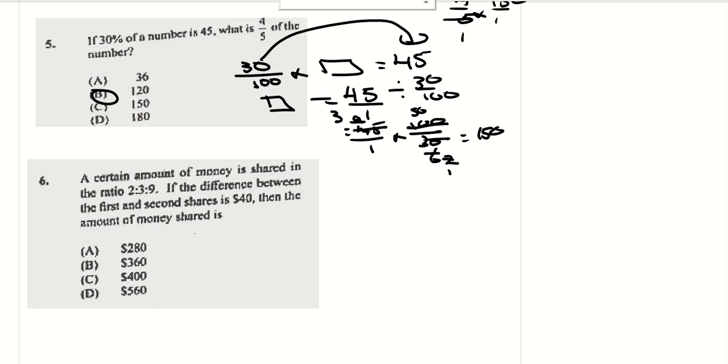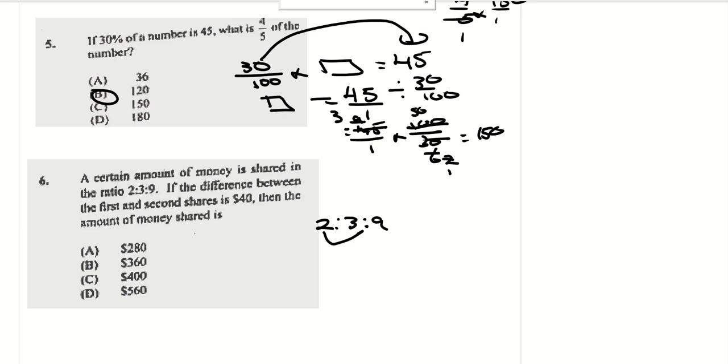Number 6. A certain amount of money is shared in the ratio 2 to 3 to 9. If the difference between the first and second share is 40, then the amount of money is... Now this we did a question like this. However, if you recall, we used Jay, Troy, and Jordan, I believe, and here they just didn't use those names. There's a 2 to 3 to 9. They told you the difference between the first and second is 40.